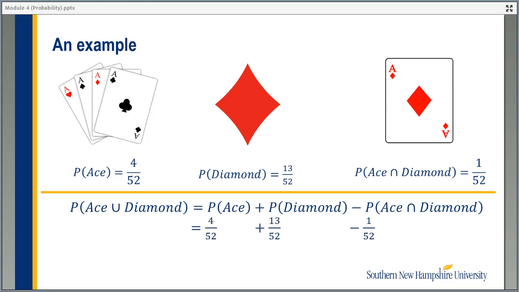I've put all the probabilities that we've just found under their places in the equation. So if we solve that side, we get that the probability of getting an ace or diamond is 16 out of 52, which is roughly 0.3077 or 30.77%. Take a minute to think about why we had to subtract the probability of getting the ace of diamonds. We're going to touch on this idea again soon.